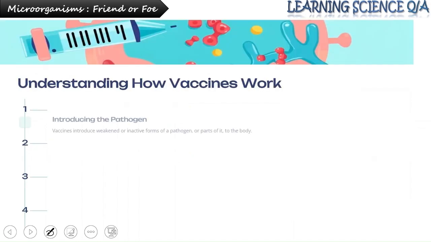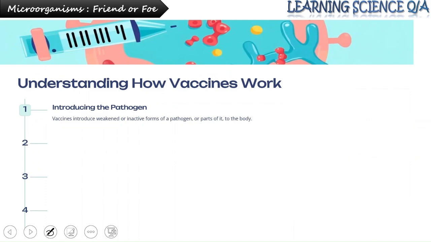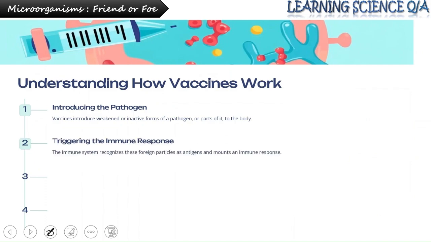So let's get started with understanding how vaccines work. Vaccines are introduced as a weakened or inactive form of pathogen. They can be administered as a whole pathogen or a part of it inside the body. Once inside the body, they trigger the immune response. And our immune system recognizes these foreign particles as the antigen and mounts an immune response against the antigen.